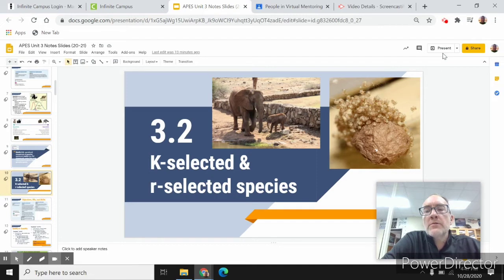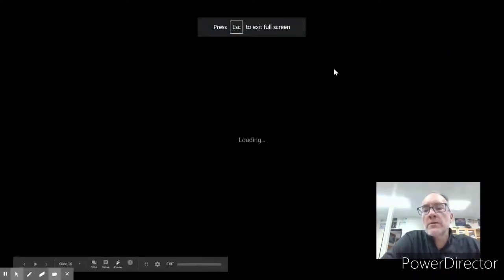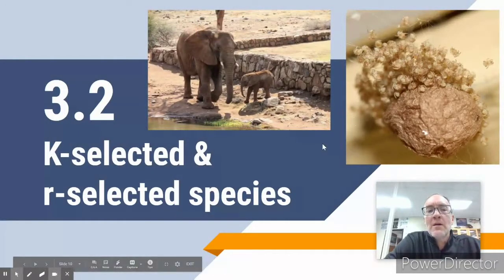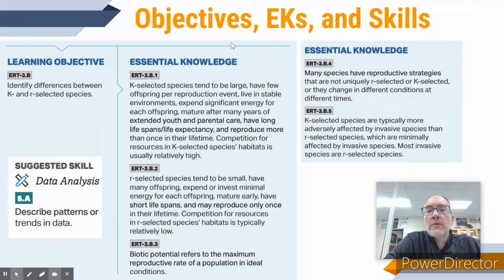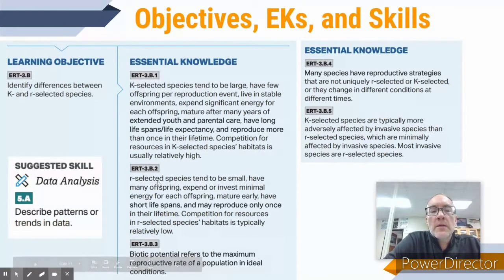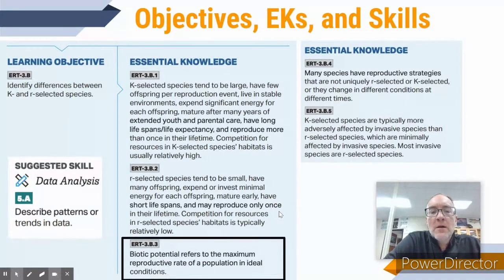So we're going to be distinguishing between these two groups, much like we just did with generalist and specialist. Examples here, elephant. We're going to talk about K-selected, R-selected, spider, for example. So our objectives, essential knowledge and skills, you can see identifying those differences. We're going to be doing some data analysis. K-selected, R-selected, I'll be talking about in slides. I want to point out here biotic potential, and that refers to the maximum reproductive rate of a population in ideal conditions. And that's really where the distinctions are made between these two groups of species.